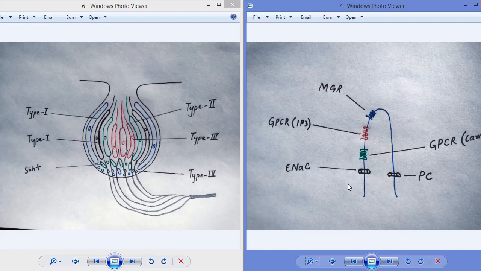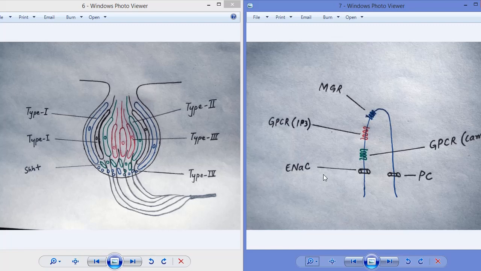respective taste cell. For example, the hair of the type 1 cell contains the ENAC receptor. This is called the epithelial sodium channel receptor, or simply the epithelial sodium channel. The epithelial sodium channel is only present in the hair of the type 1 cell. So what is the function of the epithelial sodium channel?